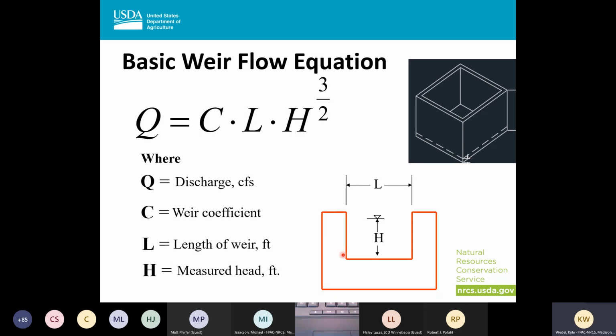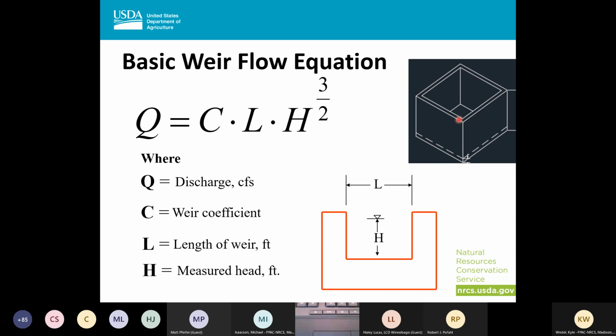If this is a side view and I have a cutout in a structure, the length of my weir is the length of my cutout between the two sides. My height, or my head, is from the bottom of the weir to wherever the water surface elevation is, so it's going to vary throughout a storm event. If you're in a situation like up here with a manhole, your length is going to be the entire length of the manhole.